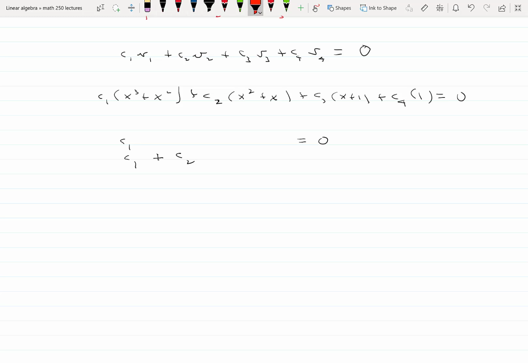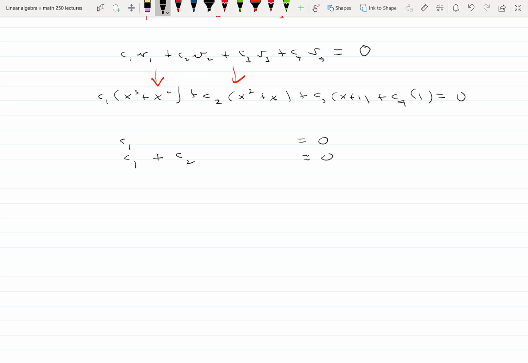c1 plus c2, the coefficients of x squared. What are the coefficients of... oops, I put an arrow by x, I'm sorry. Get rid of that. Coefficient of x squared: c1 times x squared, c2 times x squared, so c1 plus c2. And that will have to equal 0.